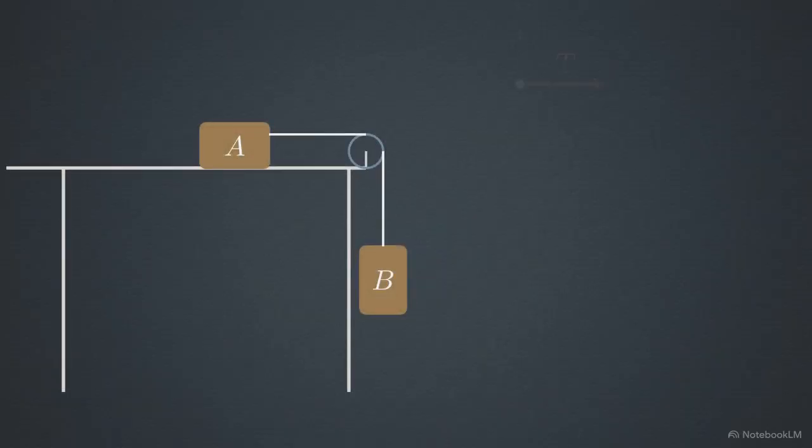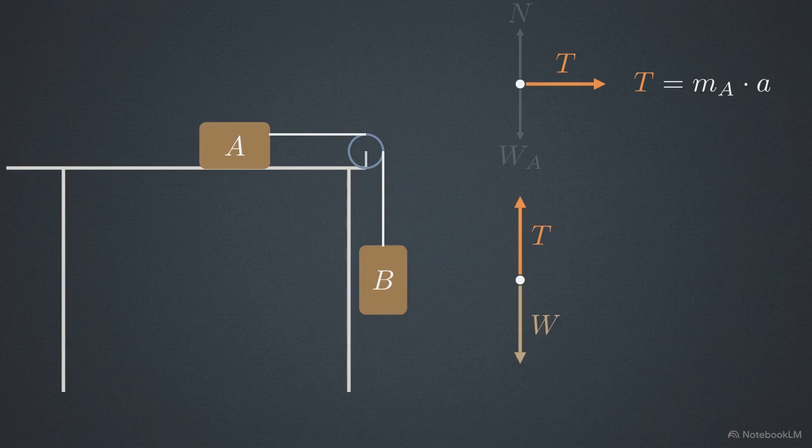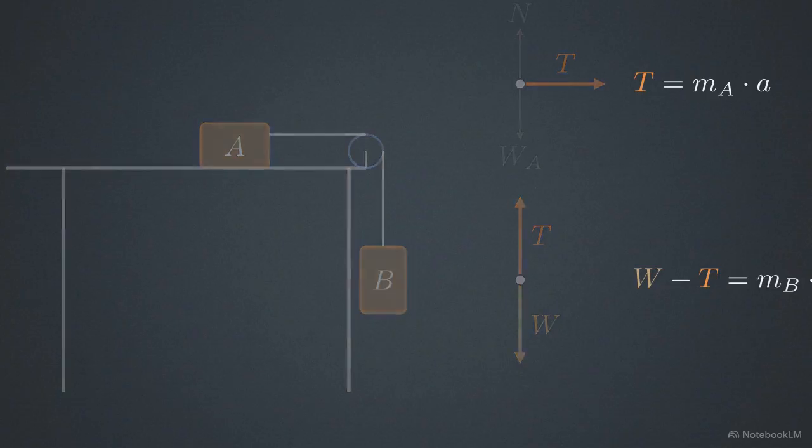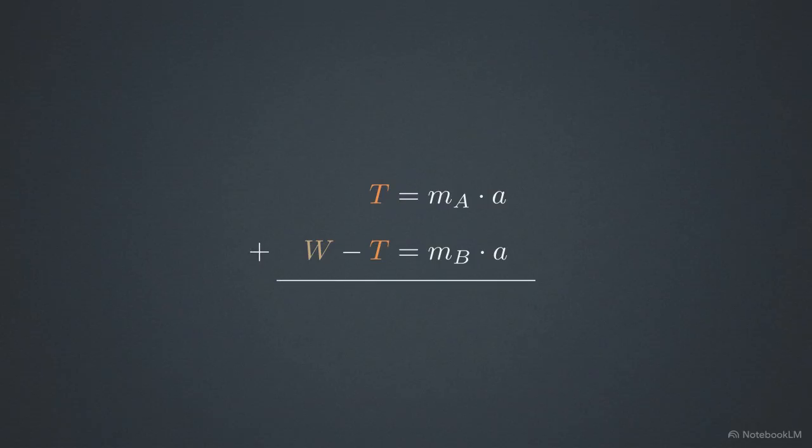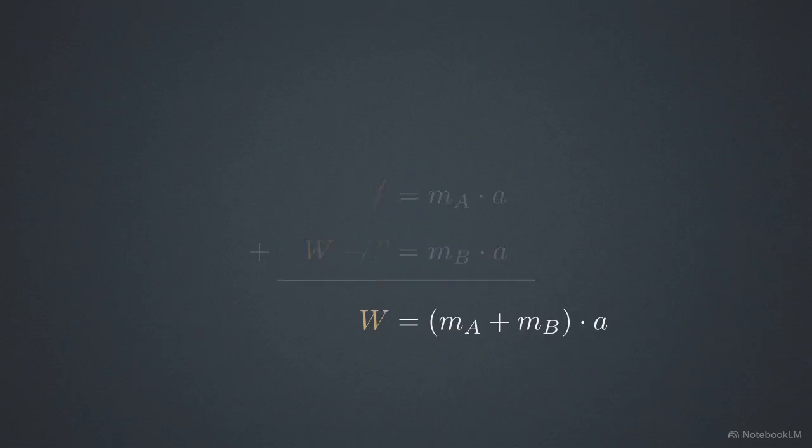For block A, the only horizontal force is tension, so tension equals mass A times acceleration. For block B, we take the downward force of weight, subtract the upward tension, and set that equal to mass B times acceleration. We now have a system of two equations. The cleanest algebraic strategy to solve this is to stack the equations vertically and add them together. When we do this, the math handles the internal forces for us. Because tension pulls in opposite directions across the entire system, the positive T and negative T perfectly cancel each other out. What's left is a single equation.